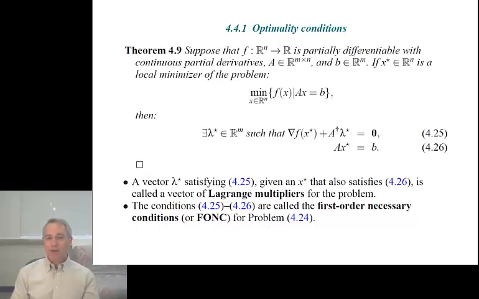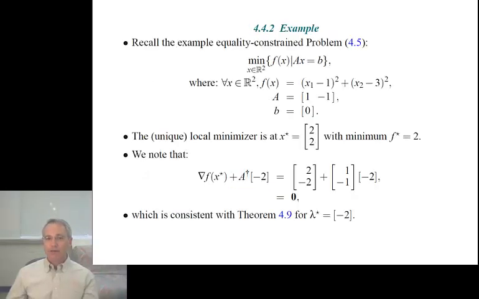We are still trying to minimize the objective, but we're trying to trade off minimizing the objective against being feasible. And 4.25, it turns out, characterizes that trade-off. A vector lambda star that satisfies 4.25, given an x star that also satisfies 4.26, is called a vector of Lagrange multipliers. And those conditions, 4.25 and 4.26, are called the first order necessary conditions, or FONC, for problem 4.24. How about an example?